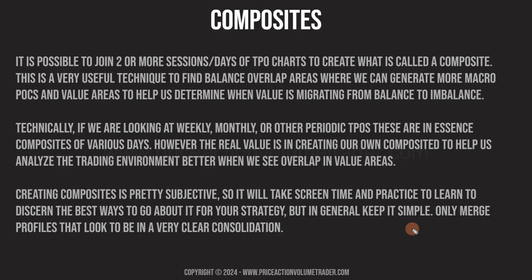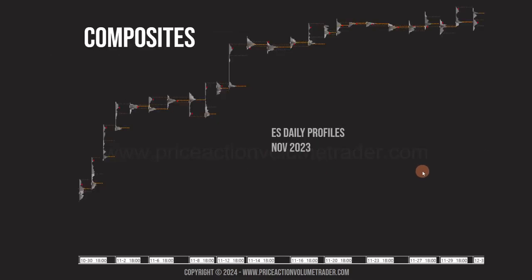Creating composites is pretty subjective, so it will take some screen time and practice to learn to discern the best ways to go about it for your strategy. But in general, just keep it simple. Just merge profiles that clearly look to be in a sideways consolidation. Okay, now let's look at some screenshots and more theory before we jump into Sierra Chart to look at some actual charts.